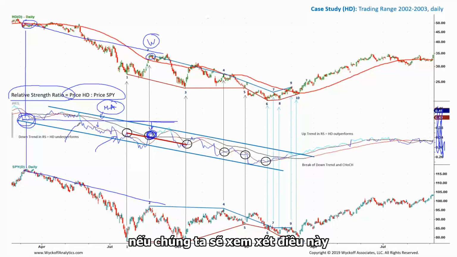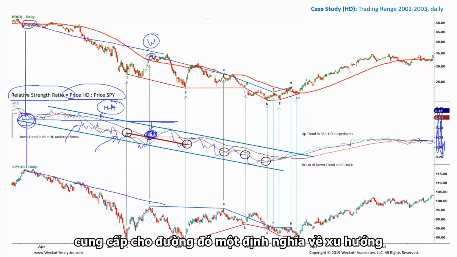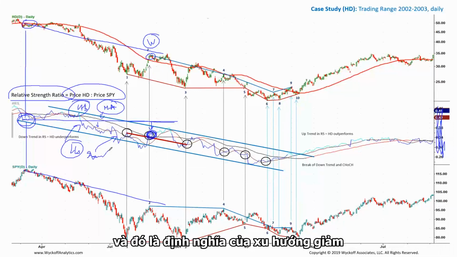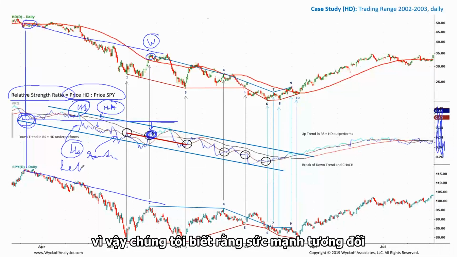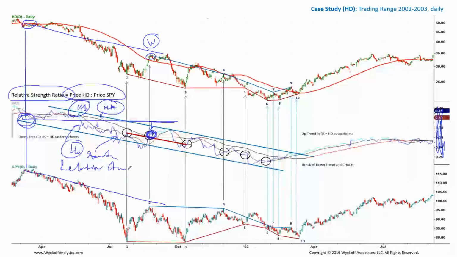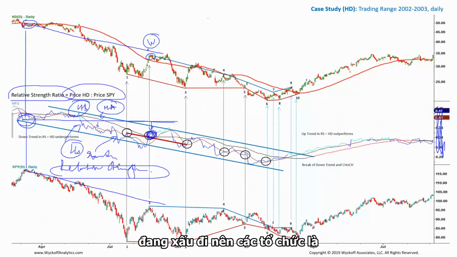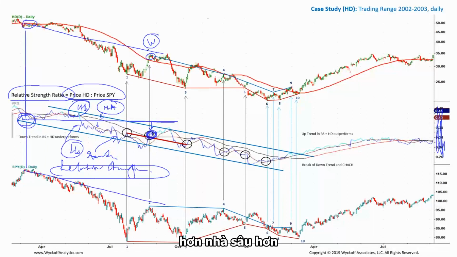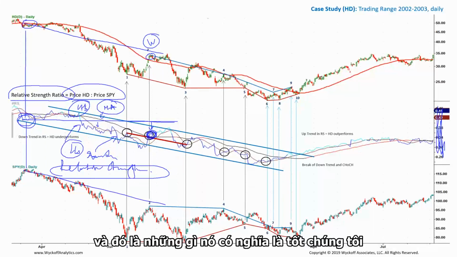Therefore, if we look at this blue line, the relative strength ratio line, and give that line a definition of the trend, what would we be saying here? We're seeing lower highs and lower lows. And that's a definition of a downtrend. So we know that the relative strength is deteriorating. So institutions are preferring to have other stocks in their portfolio more than Home Depot on the way down. And that's what it means.